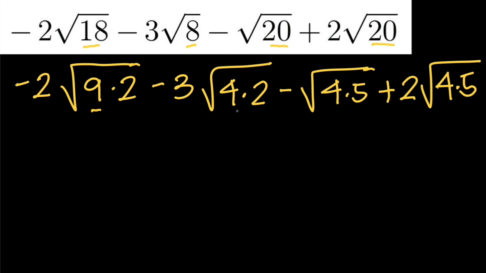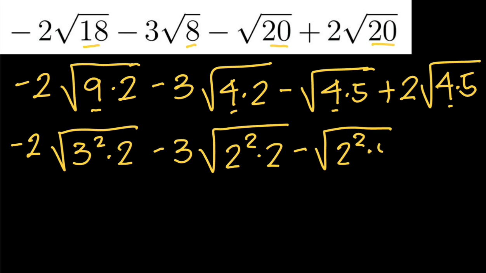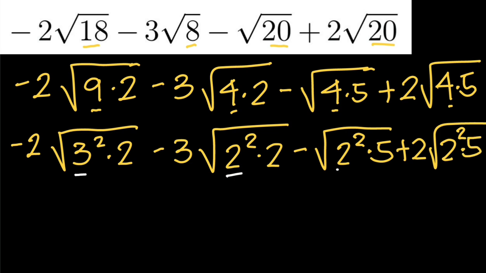Okay, notice here that 9, 4, 4, and 4 are perfect squares. So we can easily get the square root of them. Then we can write this as negative 2 square root of 3 squared, because 9 can be written as 3 squared, times 2, minus 3 square root of 2 squared times 2, minus square root of 2 squared times 5, plus 2 square root of 2 squared times 5. Then we can get the square root of these ones.